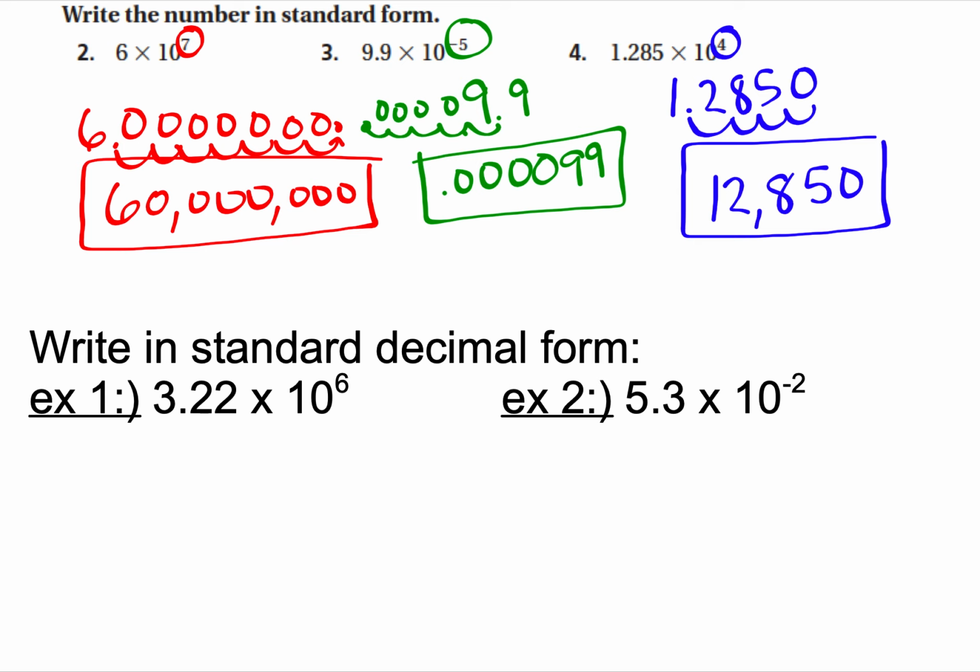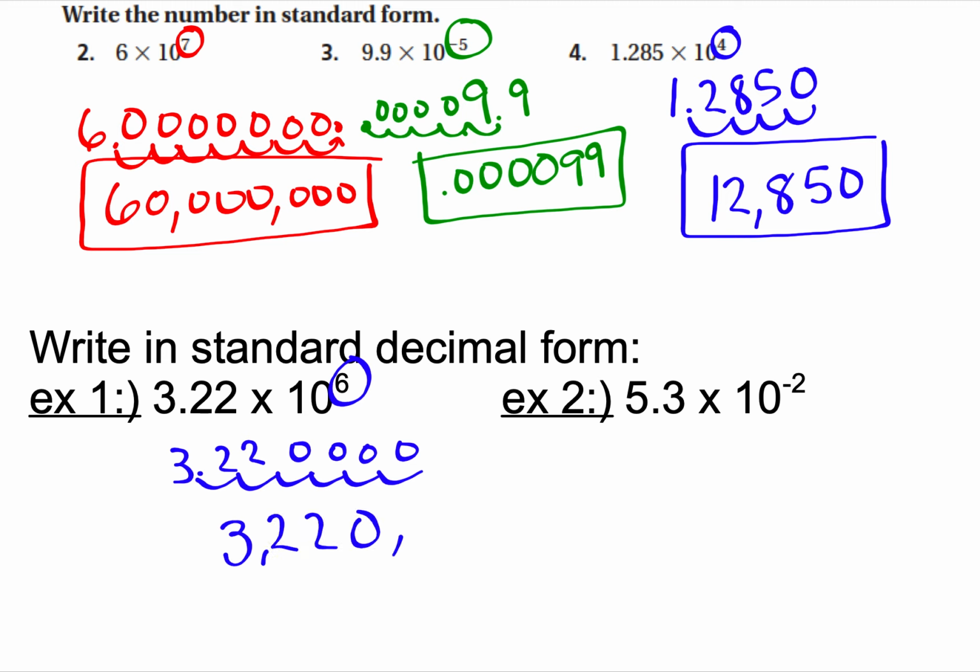These are the examples that go in the notes. Write in standard decimal form. Okay, 3.22 times 10 to the 6. I'm going to rewrite the factor, and I'm going to move 6 places, making the number bigger, and add zeros as needed. This is 3,220,000.